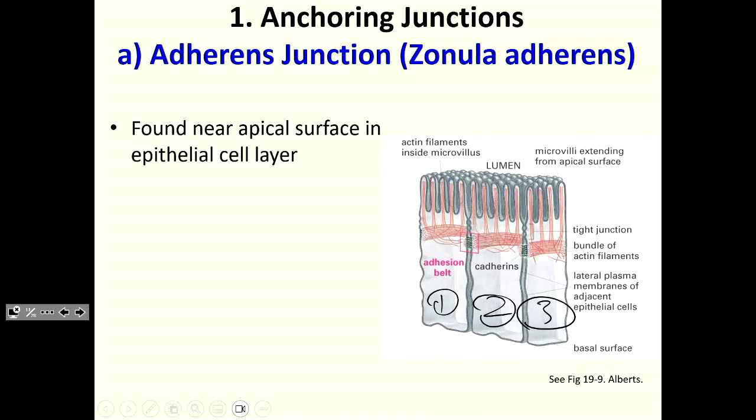The adherence junctions, and notice where the lumen is. Why don't I have colors? I don't get it. Okay, notice where the lumen is. So these look like intestinal epithelial cells. They have microvilli and all of that. So this is where our food would be. And notice the basal surface of the cells. So our adherence junctions, the note says, found near the apical surface in the epithelial cell layer. Meaning, 1, 2, 3, that's a part of our epithelial cell layer. They're going to be found near the apical surface, not down here. That would be near the basal surface.